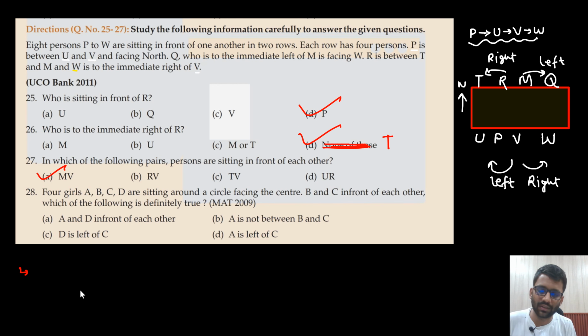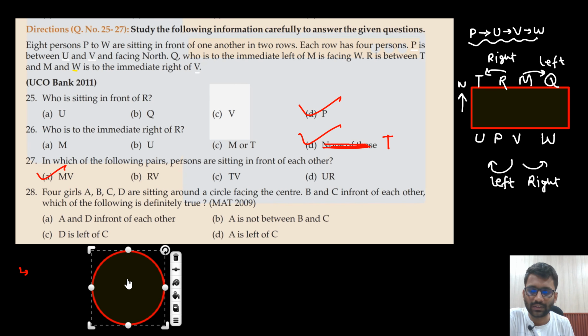What is the last question? 4 girls A, B, C, D are sitting around a circle facing towards the center. This is the circle facing towards the center.